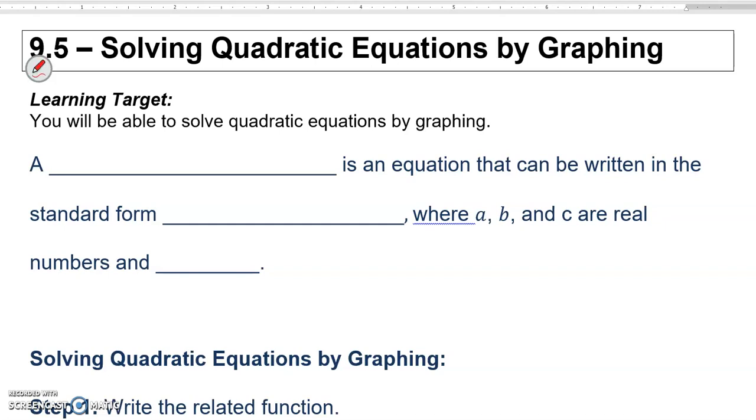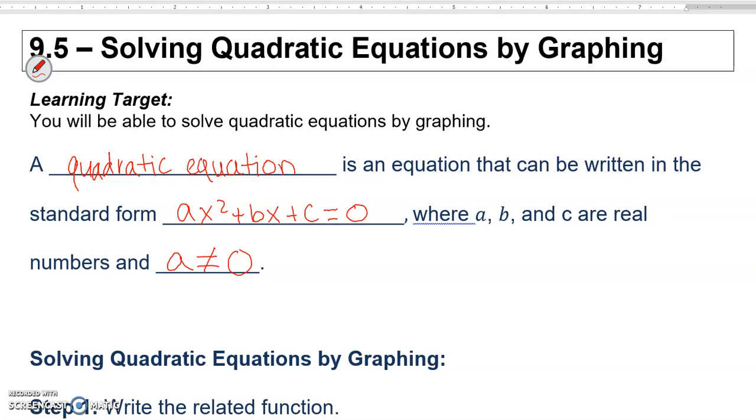Alright, so our learning target says that we will be able to solve quadratic equations by graphing. A quadratic equation is an equation that can be written in the standard form ax squared plus bx plus c equals 0, where a, b, and c are real numbers and a does not equal 0.